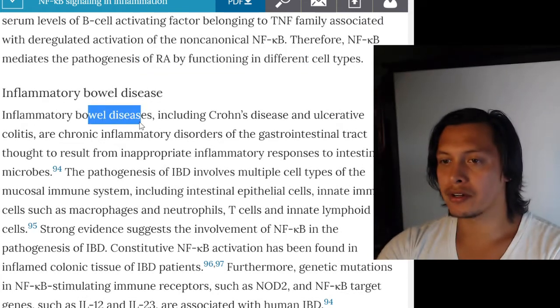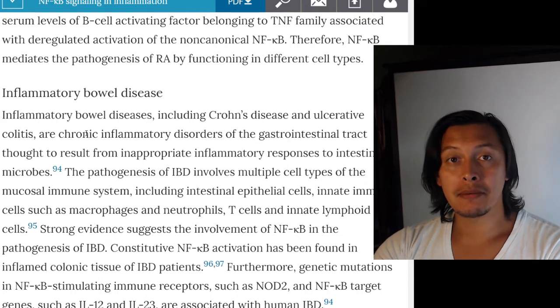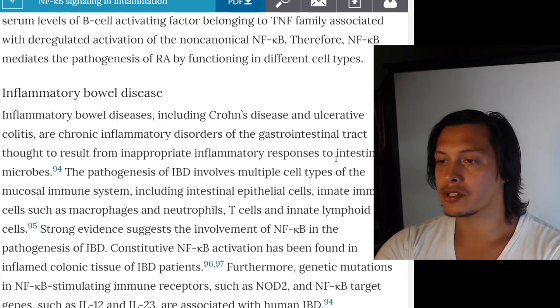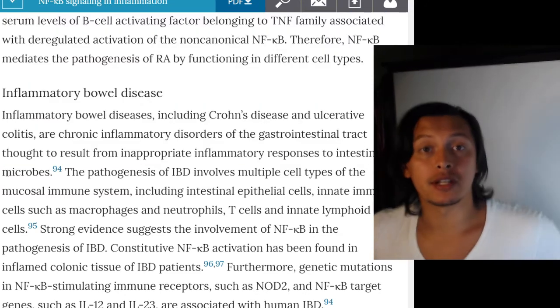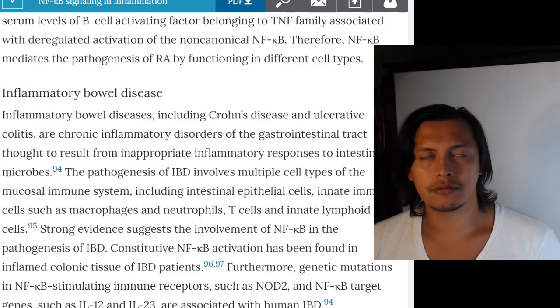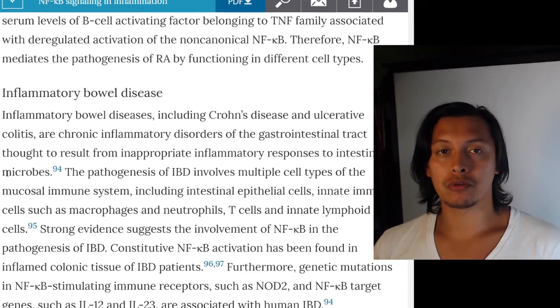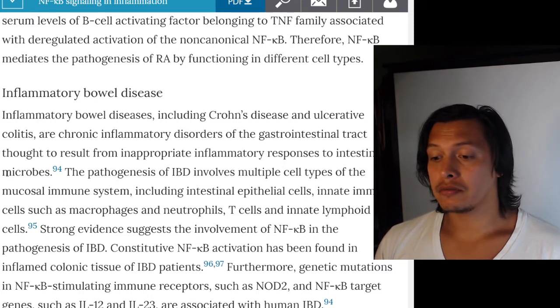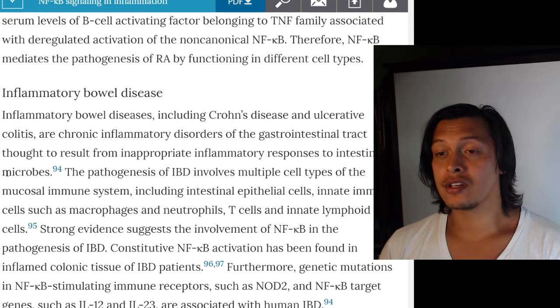Inflammatory bowel disease, including Crohn's disease and ulcerative colitis, are chronic inflammatory disorders of the gastrointestinal tract thought to result from inappropriate inflammatory responses to intestinal microbes. So remember, you have this microbiome that exists in your large intestine, well, your entire intestine, I would presume. And these play a very important role in nutrient processing, signaling and talking with the body, protecting your body from other pathogens coming in.